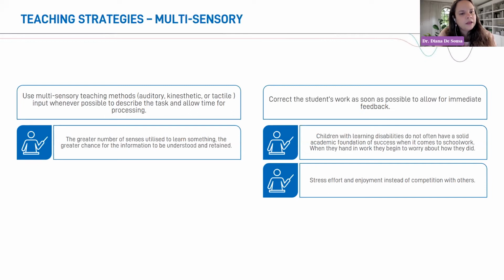So it's important that in any task, even in a multisensory task, feedback is immediate, because children with learning disabilities often don't have a strong academic foundation. So they struggle with processing information even before they start schooling. And then as they move up the schooling ladder, it becomes further compounded as the complexity of reading and the complexity of subject matter increases. And they tend to worry about how they performed and how they did. So it's important that you give immediate feedback to help boost their confidence and esteem.